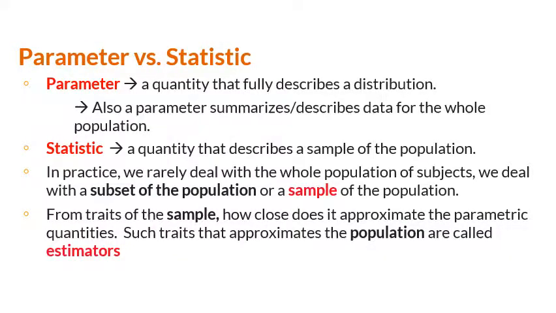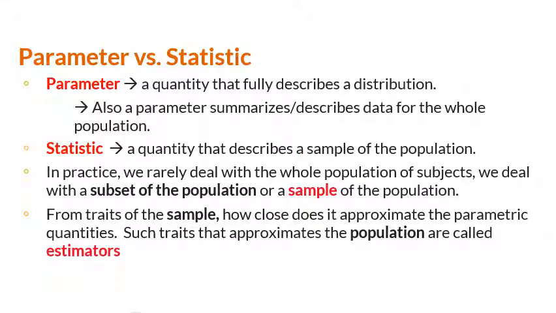Now for some definitions on parameter versus statistic. A parameter is a quantity that fully describes a distribution. We also associate a parameter with describing or summarizing the whole population, so it's associated with the whole population and full distribution. Meanwhile, a statistic is a quantity that describes a sample of the population. Note that your sample is just a subset of your population. So, subset lang yung sample ng population.